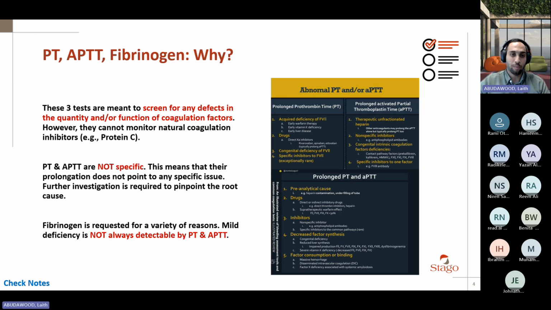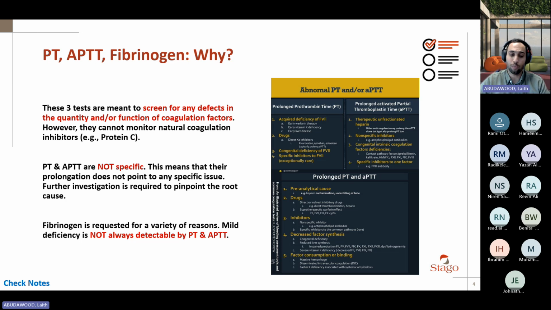So PT, PTT, fibrinogen, as you know, we run them to make sure that the patient's coagulation cascade is more or less okay. There are no problems. We all understand this bit. Patient wants to go to surgery, we need to check that. Patient maybe has some bleeding problem, we need to check that because it gives us a very general idea about the coagulation. That's fine. So we are screening for the quantity of coagulation factors, the function of coagulation factors. We all understand this bit.